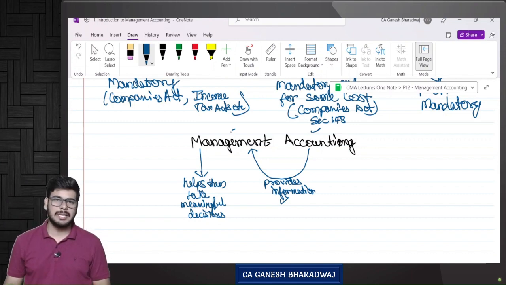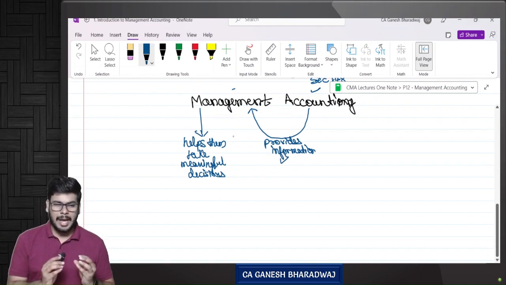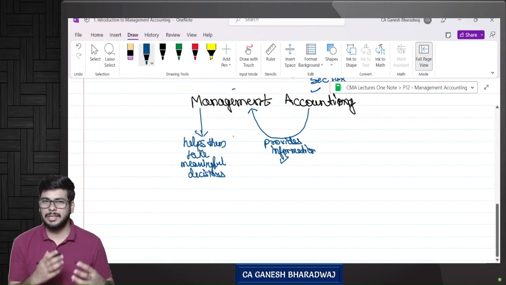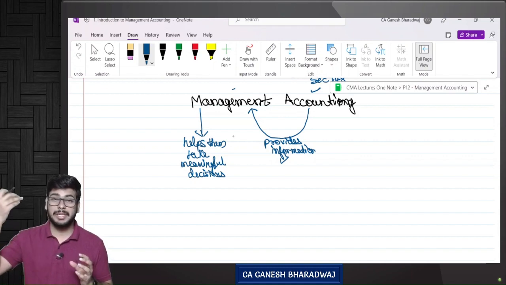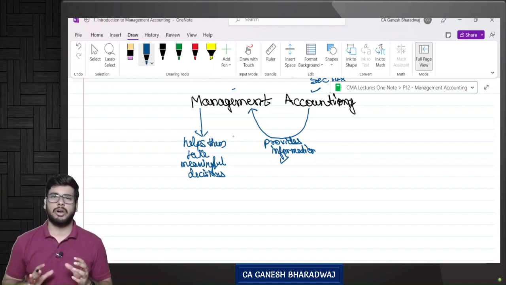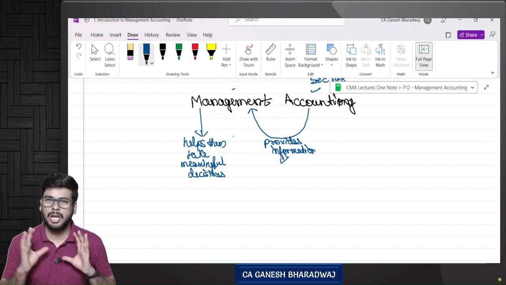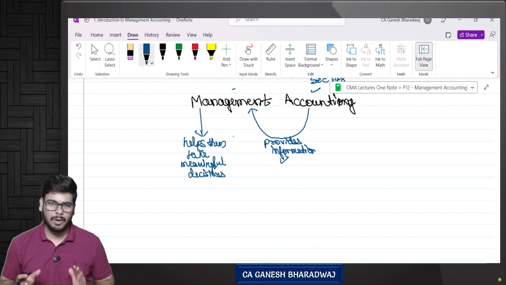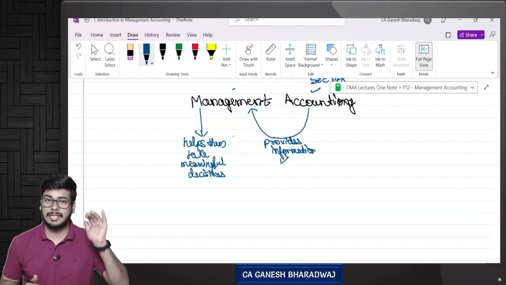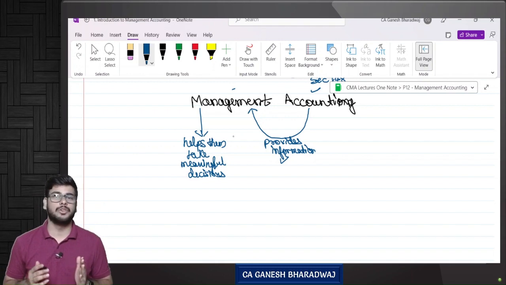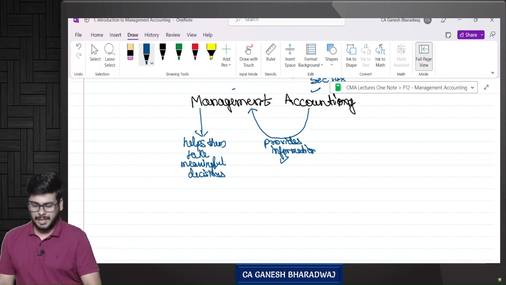Sir, can you give us an example? Absolutely. I will just give you an example, and the example that I'm going to give you involves some basic concepts that we will be seeing in a chapter called marginal costing. I will just give you a small example. It's easy for you to understand at this level itself, and this will enhance your level of understanding before we enter actually into the subject. Clear? Fine. Let me just give you an example.